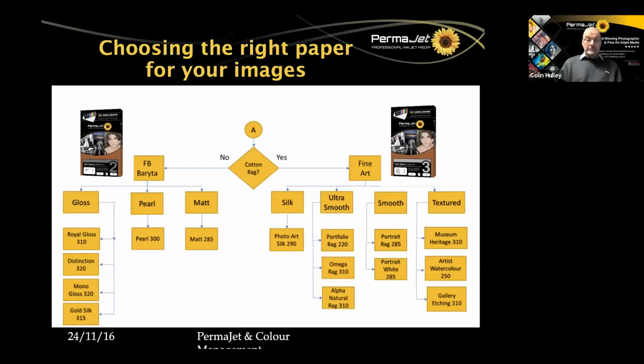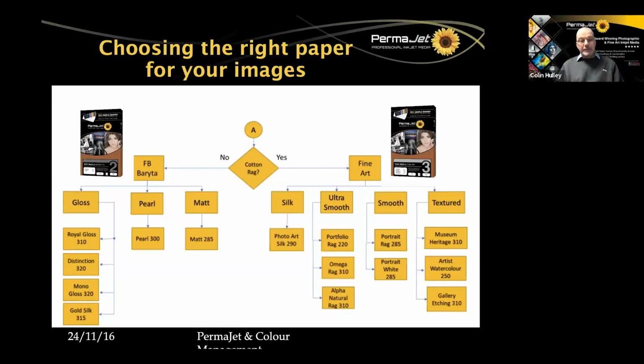Our biggest seller is the gold silk, and very popular with fine art portraiture because of how it helps work with the skin tones. And at 315 is a good weight of paper to have. And of course, a good side of having a heavyweight paper is if you're going to be mounting the images onto board or whatever, the thicker, the heavier the base, then the easier it is for you to be mounting onto a substrate.